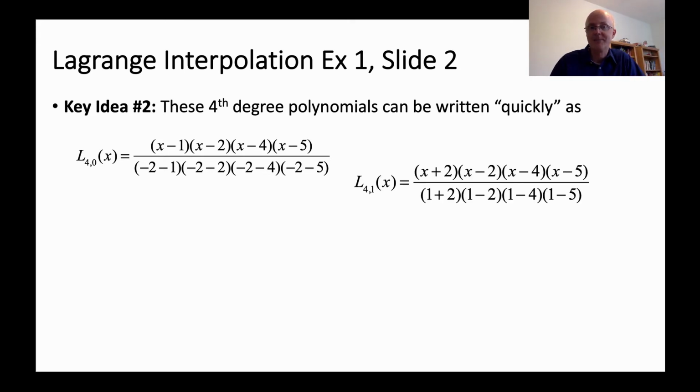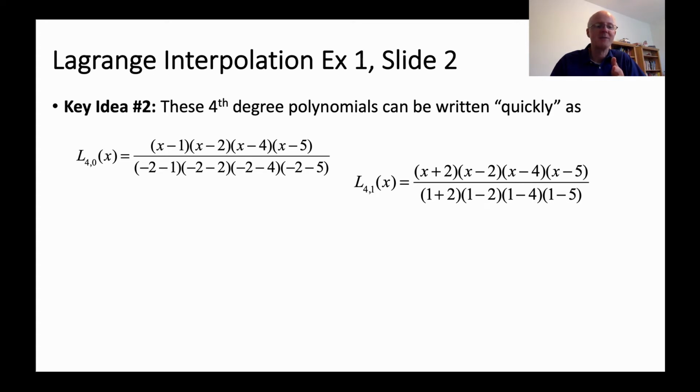L4,1 of x is this. Notice this is going to be 0 at x0, which is -2, x2, which is 2, x3, which is 4, and x4, which is 5. And it equals 1 at x1, which is 1. Probably we should be making drawings of these things to try to help you remember that. When you plug in -2, 2, 4, or 5, you get 0. When you plug in x equals 1, you can see everything divides out to give you 1.